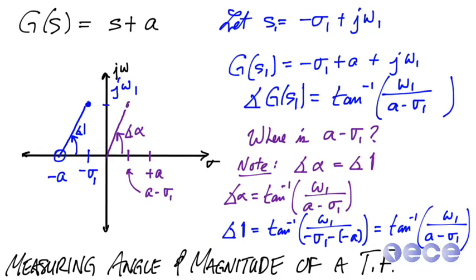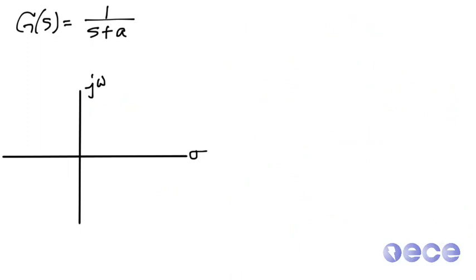And then we subtract away the distance to minus a. So we subtract away minus a in order to get that point. So then we see that for the angle 1, we get tan inverse of omega 1 over a minus sigma 1. So these two angles are equivalent. Let's check and see if it's the same for poles.